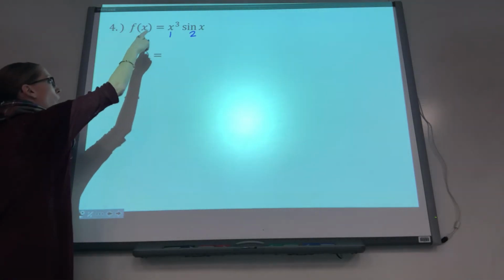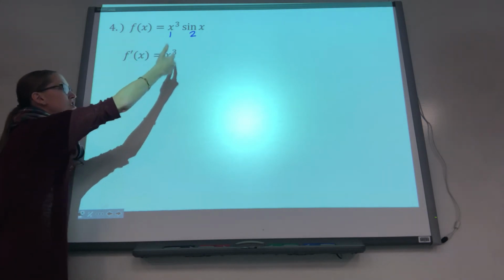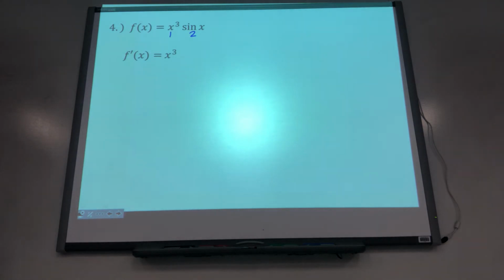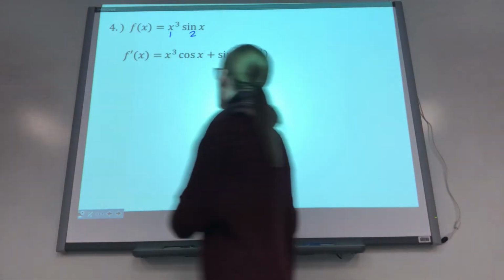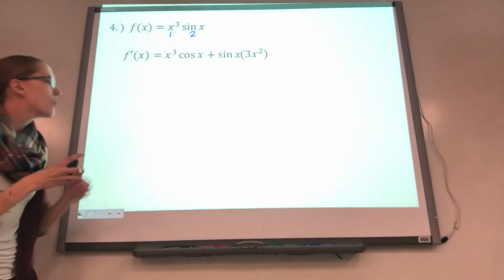So 1 is just x cubed. D2, do you remember the derivative of sine? Cosine. So cosine of x, that's the D2. 1 D2 plus 2, which is just sine of x, D1. Derivative of x cubed is 3x squared. Now, I probably wouldn't fix anything about this term. That is just fine the way it is.